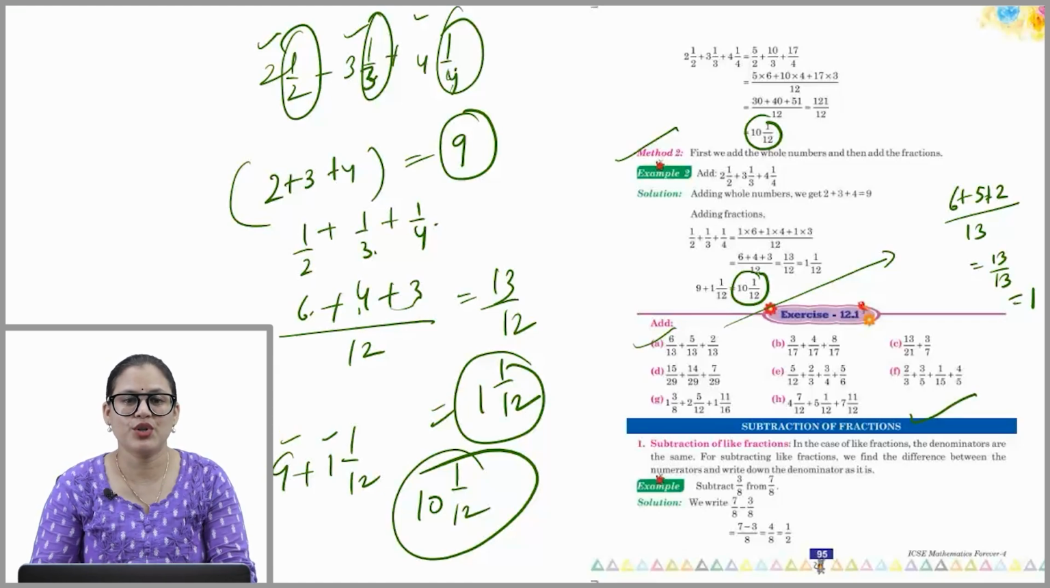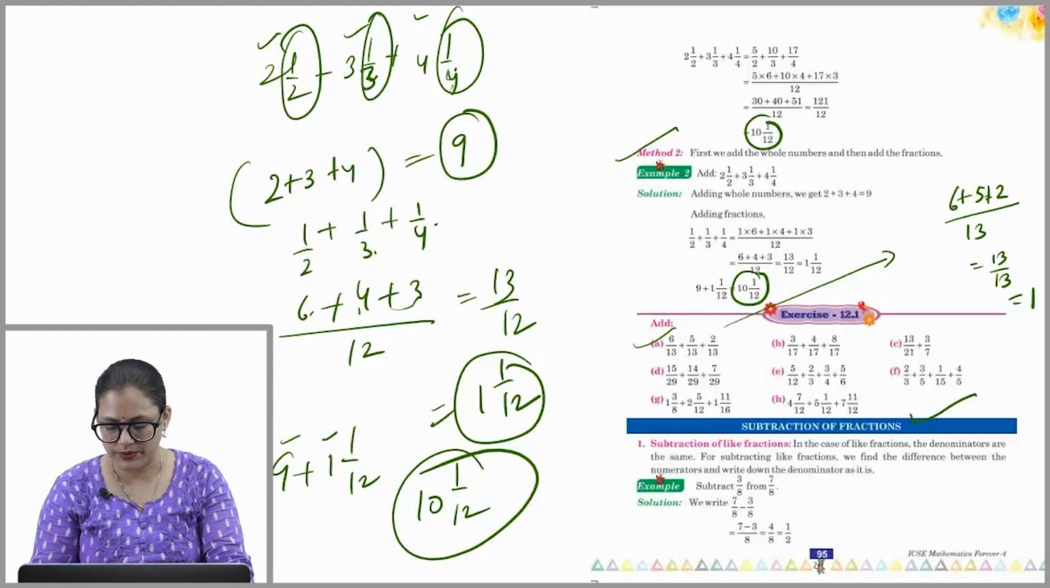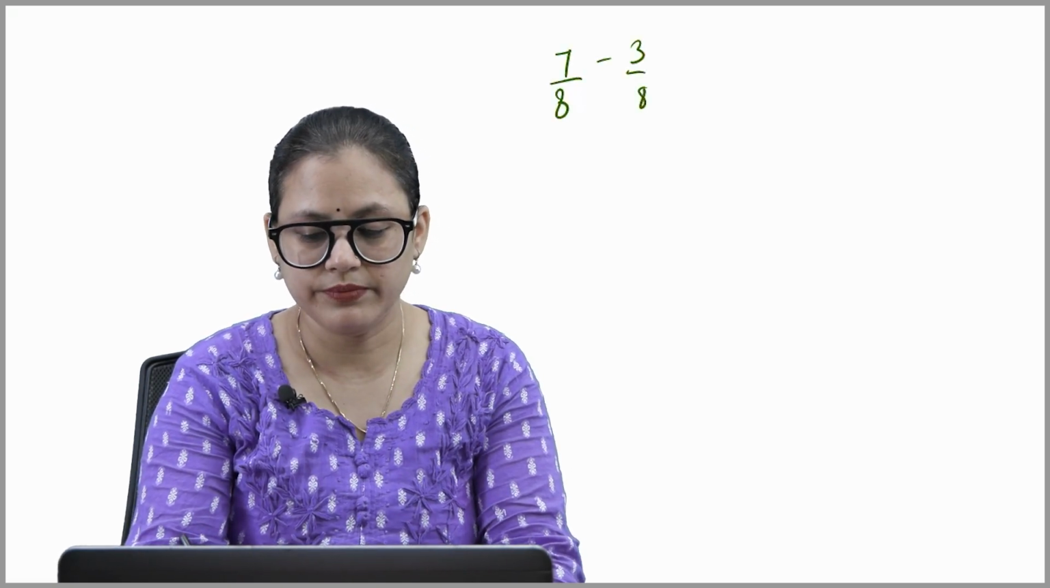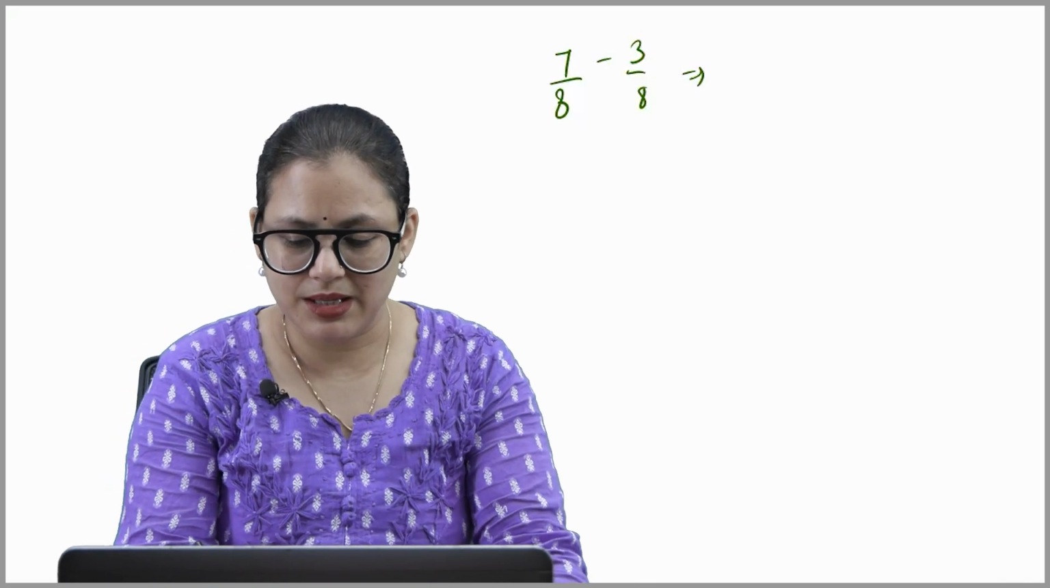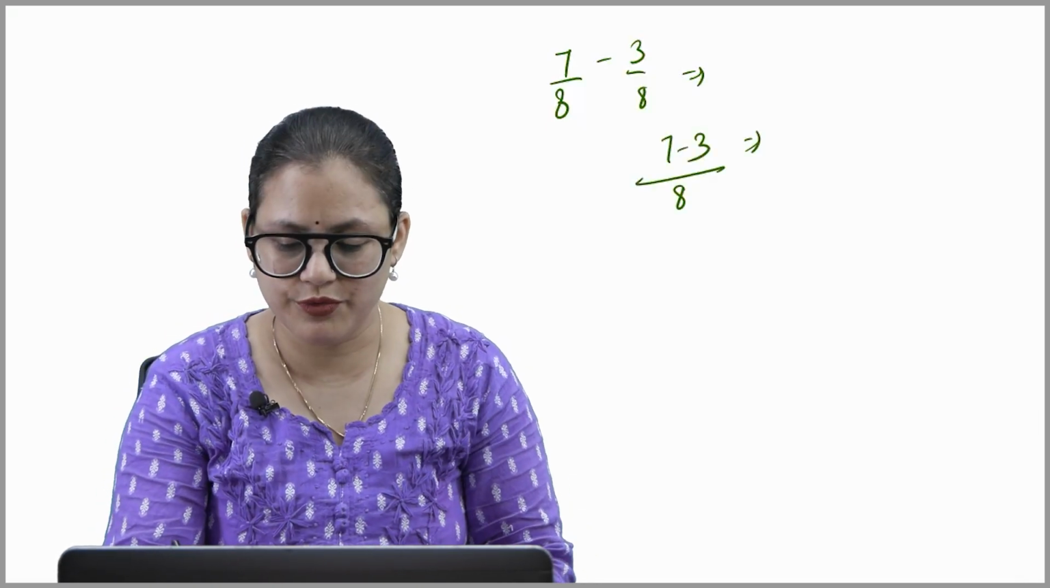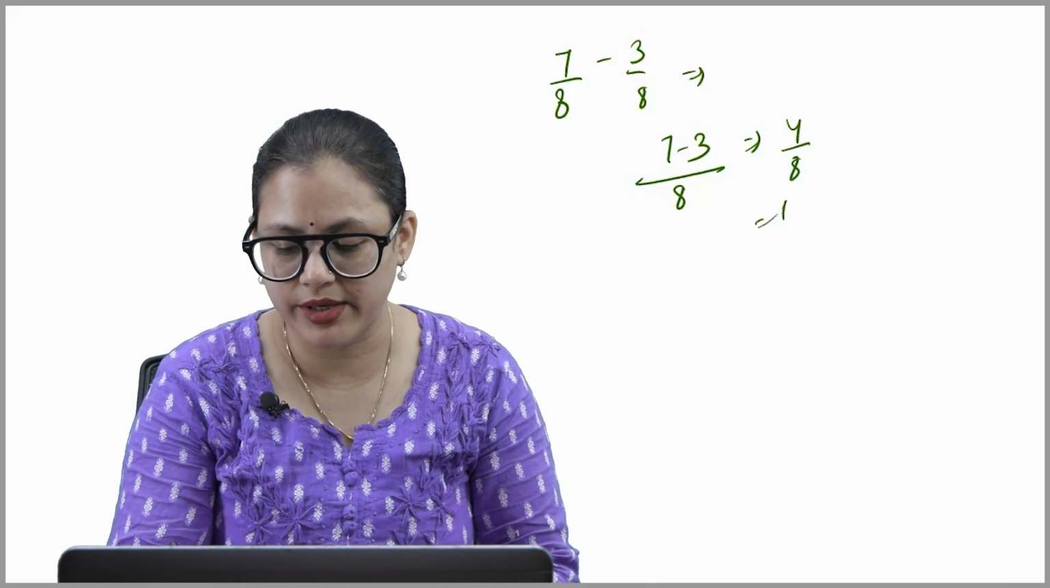Number 1, subtraction of like fractions. In the case of like fractions, the denominators are the same. For subtracting like fractions, we find the difference between the numerators and write down the denominator as it is. Example, subtract 3 by 8 from 7 by 8. Okay. So you will subtract 3 by 8 from 7 by 8. The method is the same. We will subtract the numerators and write the common denominator. So 4 by 8 or 1 by 2 is the answer.